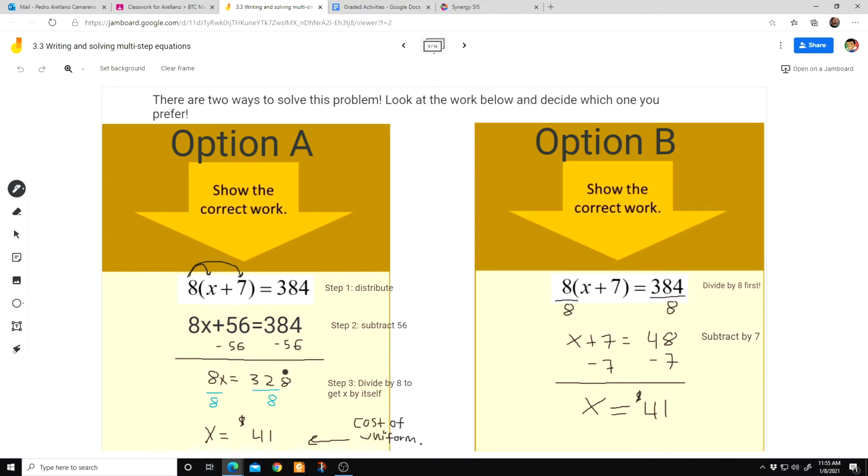Very similar to what we did in the past, except you have to distribute that 8. Or if you don't like that option, you can do another way. It's always good to know multiple ways. You can just divide 8 to both sides.